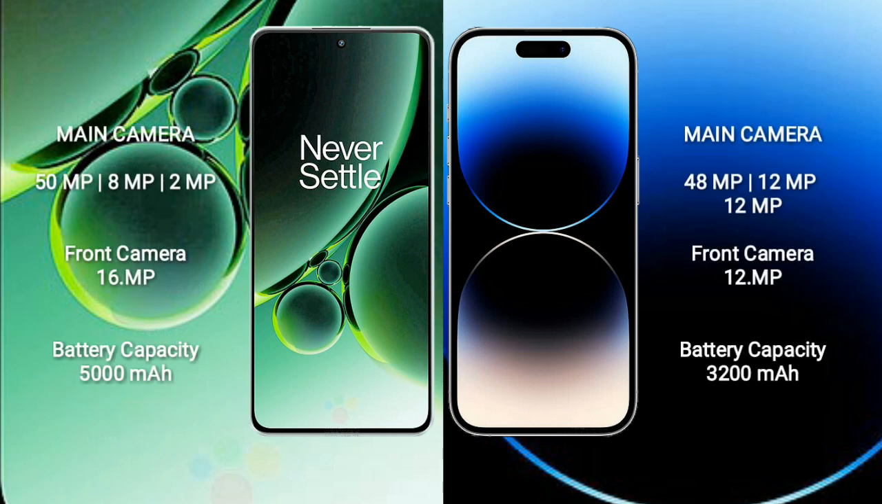OnePlus Nord 3 has a triple camera setup, 50MP plus 8MP plus 2MP, and a 16MP front camera. iPhone 14 Pro has a triple camera setup, 48MP plus 2MP plus 2MP, and a 12MP front camera. OnePlus Nord 3 has a 5000mAh battery with 80W fast charging support. iPhone 14 Pro has a 3200mAh battery with 30W fast charging support.